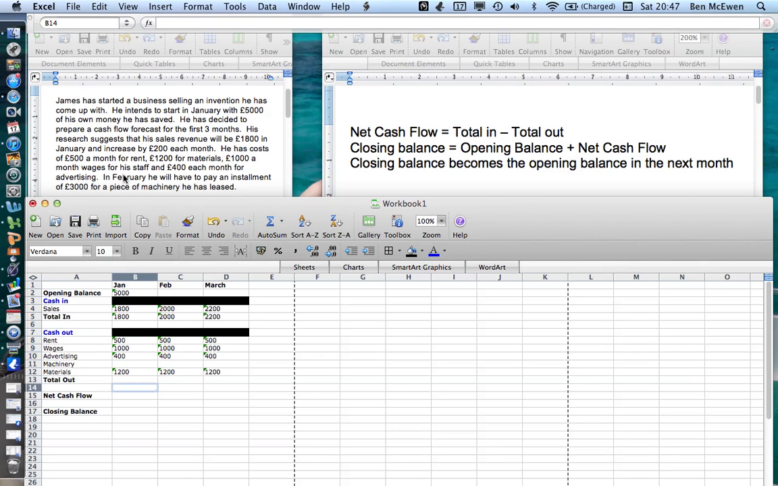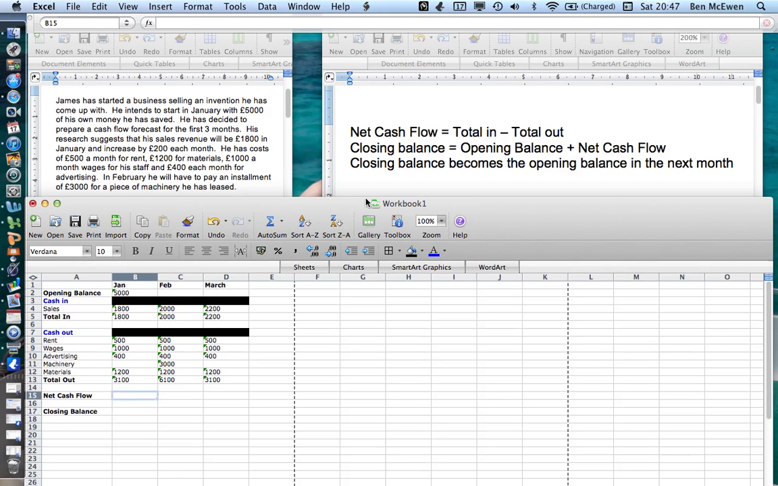Okay, so if we read on, in February he will have to pay an instalment of £3,000 for a piece of machinery he has leased. So that's why we've got this machinery column. So in February we've got £3,000. So now we can go ahead and total up all of these cash outs. So there we've got 500, 1,500, 1,900, 3,100. This month we've got the same, but we've got that 3,000 added, so it's 6,100. And then back to this month, same as in January, 3,100.